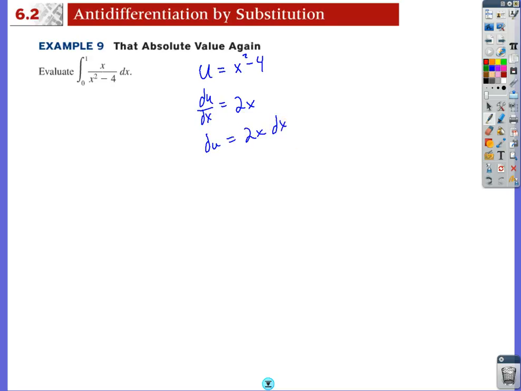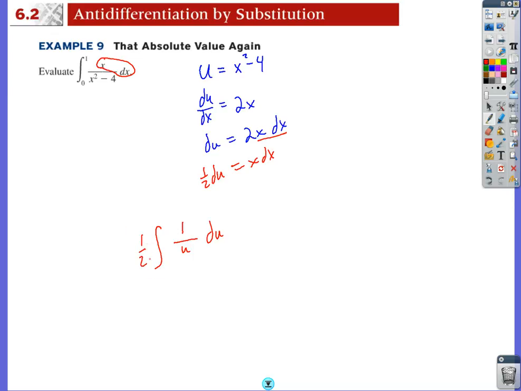Hey, look, once again I'm close. There's the x dx. There's x dx. So I divide both sides by 2. And then when I substitute in, now I have the integral of 1 over u du. Notice again, I paused. I didn't put my limits of integration yet. I want to take care of that now. Oops, I forgot about the 1/2.